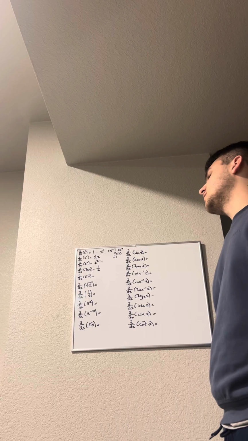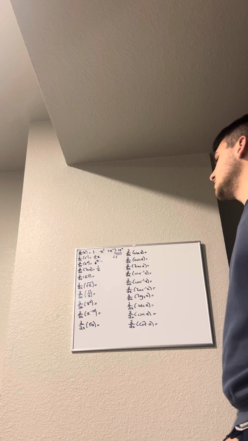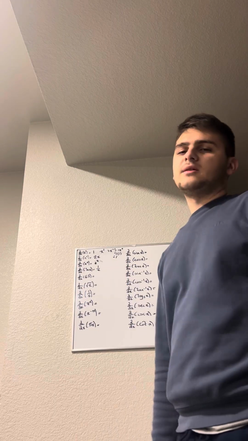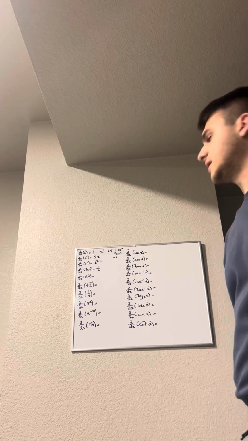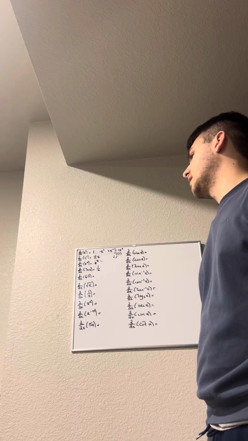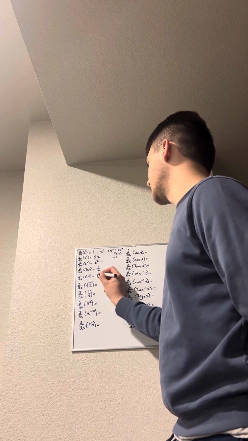And then the derivative of 67. The derivative of any constant is always going to be 0. So no matter what number you have, you can have 67, you can have 1, or you can have 999,000, it's always going to be 0.